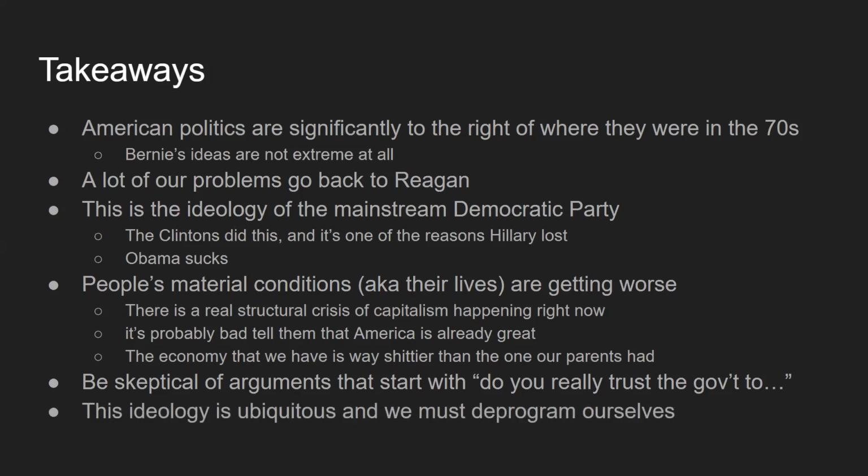And this ideology is ubiquitous, and I think we must deprogram ourselves so much about the way that we're taught to think about ourselves as consumers. Consumption as activism and stuff is rooted in this ideology, and it's really incumbent upon ourselves to deprogram from these thought patterns.